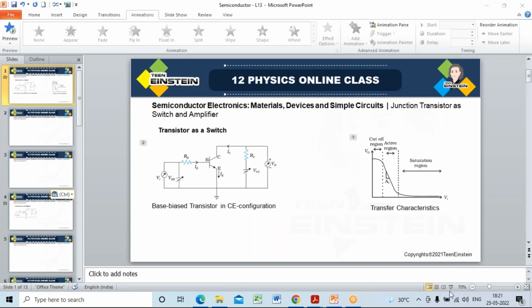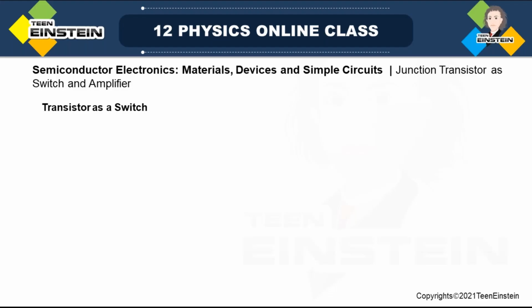So very good evening, students. Today we'll be discussing the application part of the junction transistor, or bipolar junction transistor, BJT. Mainly there are three uses. One is that a transistor can be used as a switch, a transistor can be used as an amplifier, and a transistor can be used as an oscillator also, a feedback oscillator.